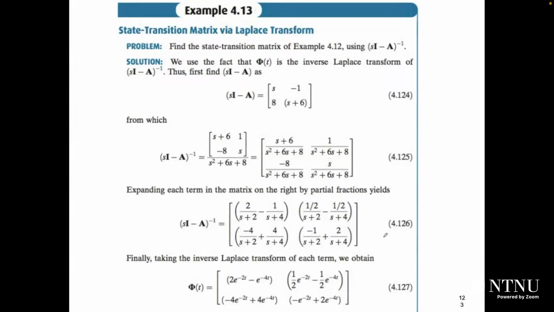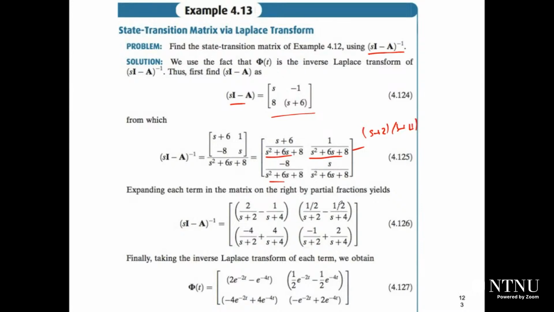Using Laplace transform, we did that already, but we can do it one more time. First we need to start by getting sI minus A inverse. So we will get sI minus A, and then sI minus A inverse, right? We will factorize that part. So that part will be s plus 2 multiplied by s plus 4. It will be like this. Use partial fraction expansion.